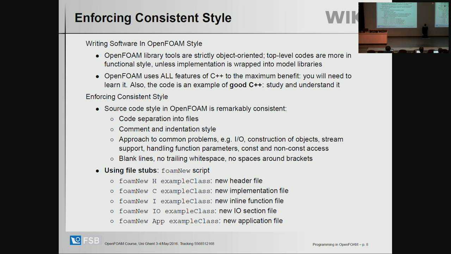If you're writing something completely new, we have a way to generate a blank file for my example class by using the foamNew script. What that one will do is give you the standard layout for the file, from the top header to the bottom header, with the bits that you may wish to have. Some of the things that are in the stub are incompatible with each other, so you have to delete the ones that are extra for you. That's okay.